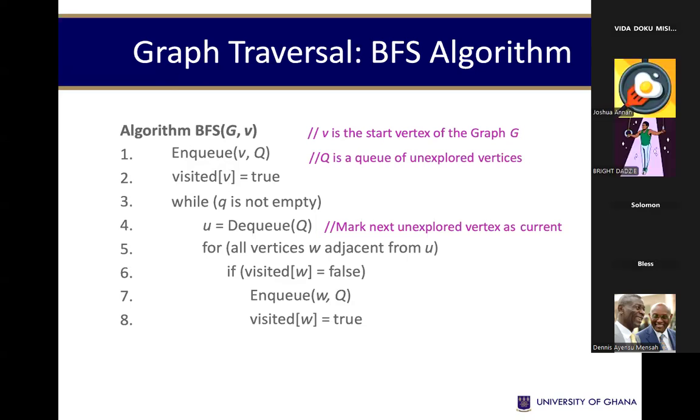Are they the elements? No, they are not coordinates. Okay, so basically they are the parameters. So the function name is BFS, and then we have the parameters G and V.